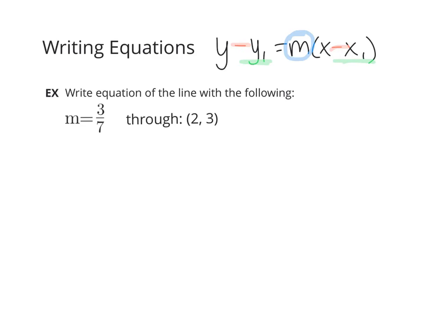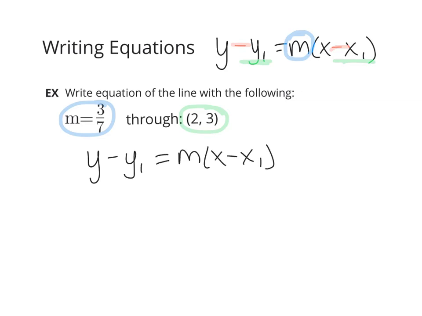Okay, so how do we write an equation in point-slope form? Well, I'm going to identify my slope. I've given it as m is 3/7. I'm going to identify my point, 2, 3, and now I'm going to fill in the equation. So watch. My equation being y minus y1 equals m times x minus x1. In place of the m, I'm going to put the 3/7.